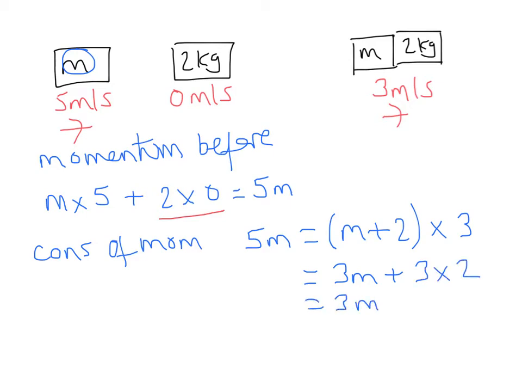3m plus 6. Now I have 5m on one side and 3m on the other, so I'm going to subtract 3m from both sides, so I get 2m equals 6, and then I'm able to divide both sides by 2, so m equals 6 divided by 2, which is equal to 3, and I don't forget my units, kilograms. I hope that's been useful.